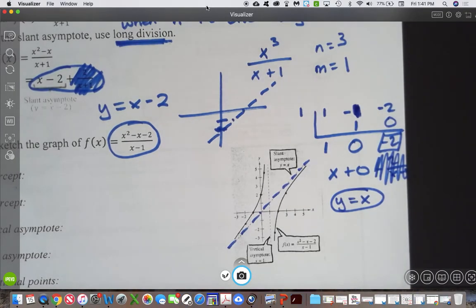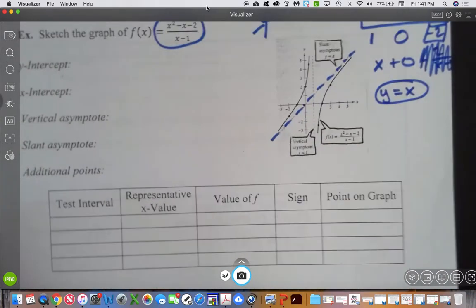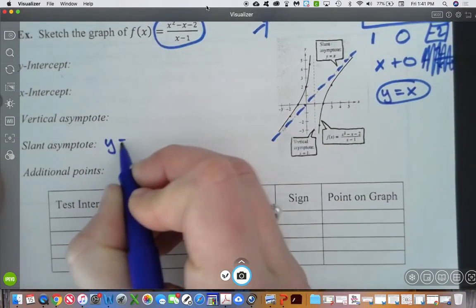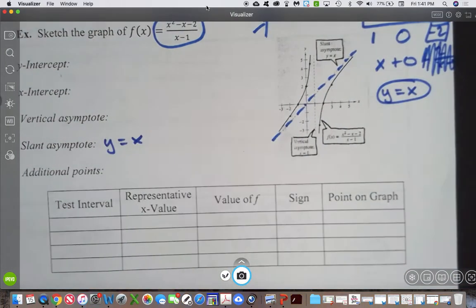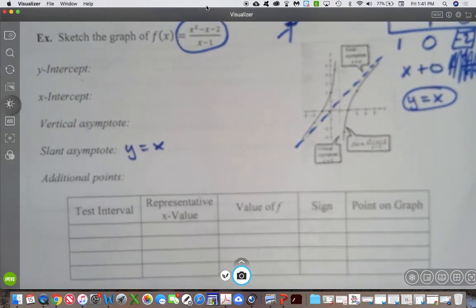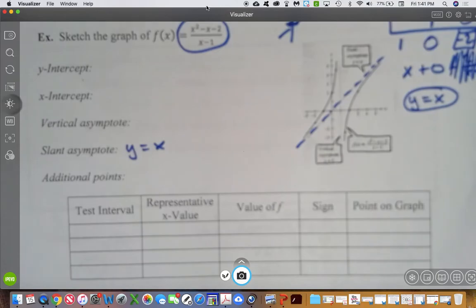Does that make sense? So let's go over here and let's mark that. y equals x. There it is. Okay, now let's do all the other stuff: y-intercept, x-intercept, vertical asymptote, additional points, etc. Will it have a horizontal asymptote?